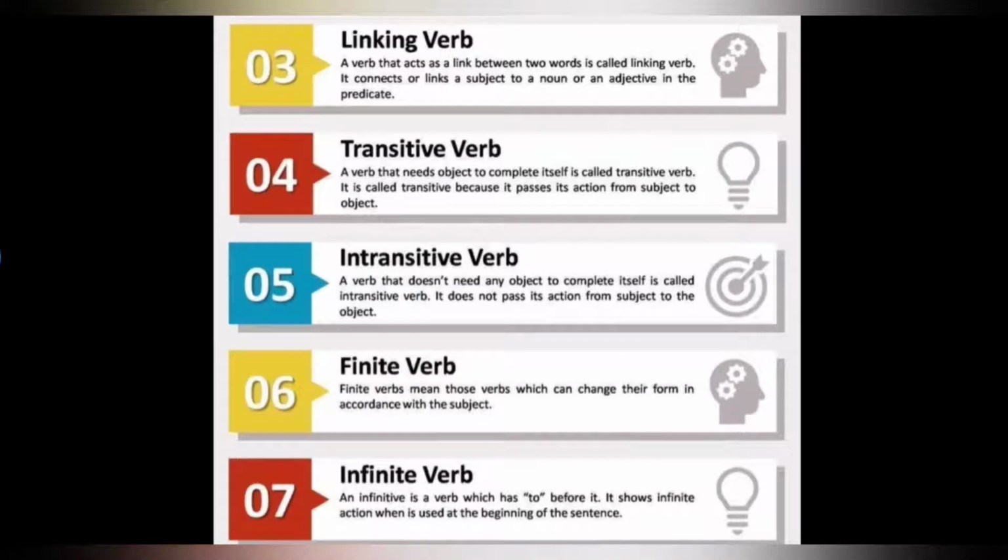Fourth is transitive verb. A verb that needs an object to complete itself is called transitive verb. It is called transitive because it passes its action from subject to object. The action is being passed from subject to object.